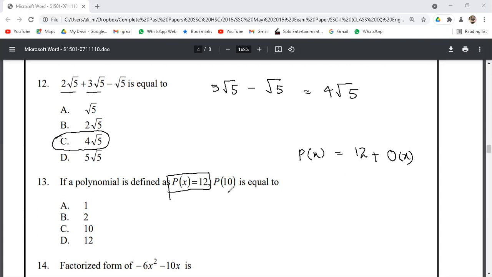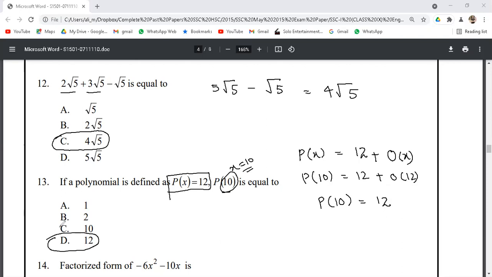And we have to find the value of the polynomial at x is equal to 10. So P of 10 will become 12 plus 0 multiplied by 10. This polynomial or monomial does not depend on the variable x. So a monomial like this is a constant, not depending on the variable. So even if we put 10 in place of x, our result will remain unchanged. So P of 10 will also be equal to 12. So the correct option is option D, that is 12.